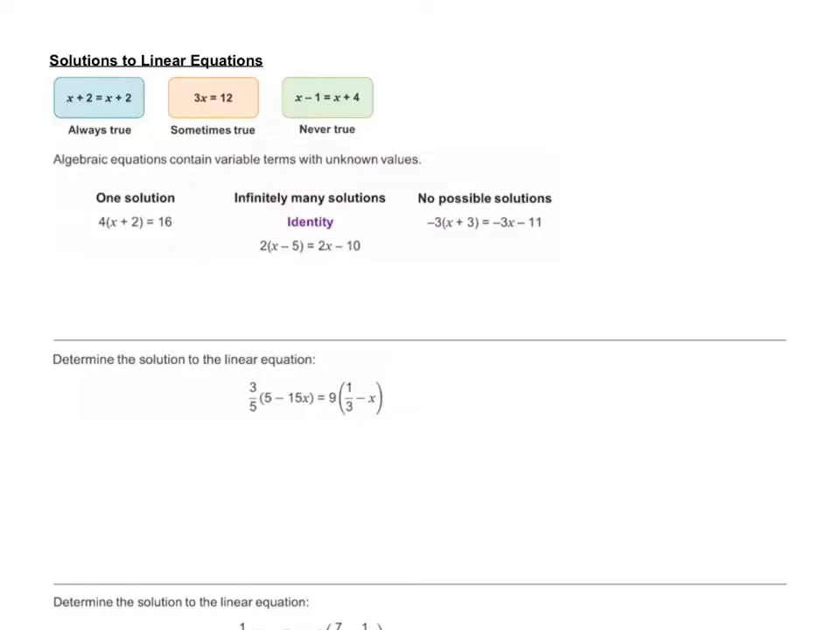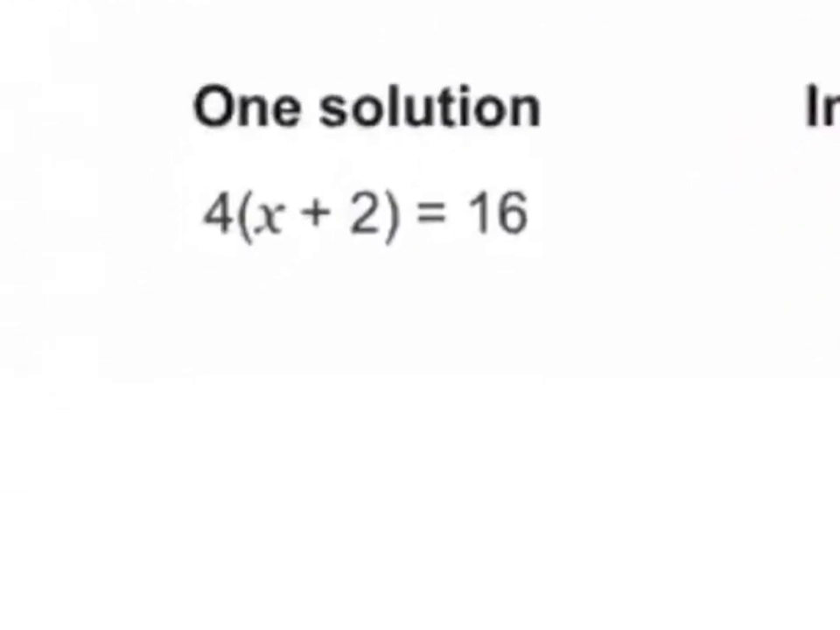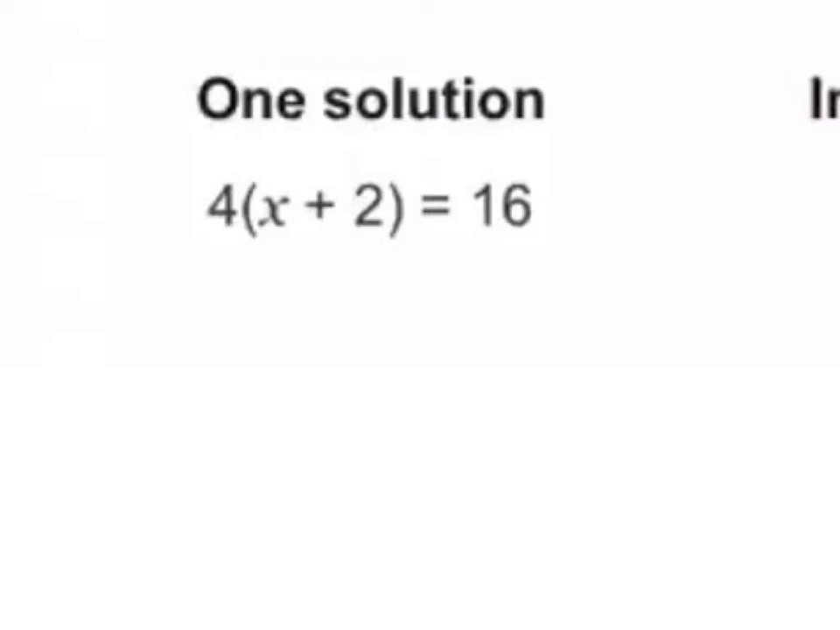Okay, on this one, it wants us to take a look at what types of equations we can get from solving equations. We get this thing where it says always true, sometimes true, never true. What I want to do is go through these 3 examples and show you guys how we get these types of equations and solutions. So let's take a look and see how we would get one solution. This is just when you solve an equation like you normally would, and you just get one value for x.